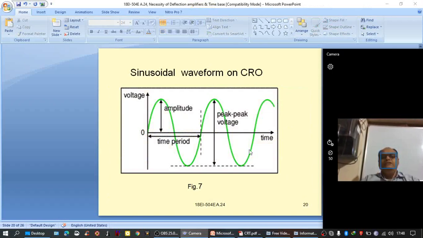This is how we get a visual display of the applied input signal when both horizontal and vertical input signals are applied. On the screen, we can see the graticule, that is a calibrated scale on the front side of the CRT screen. Using that calibrated scale, we can find out the time period of the input signal, amplitude, that is peak value, and of course the peak to peak magnitude of the applied input signal.